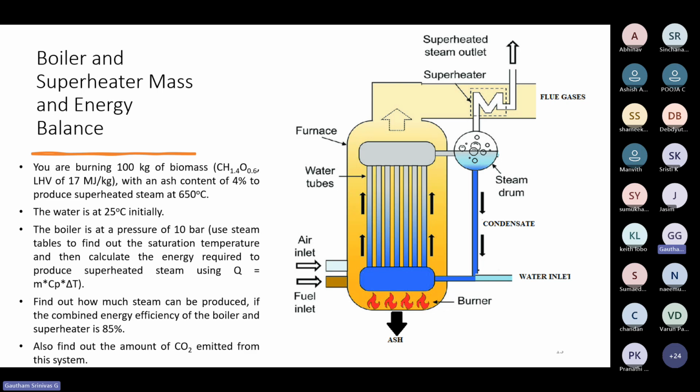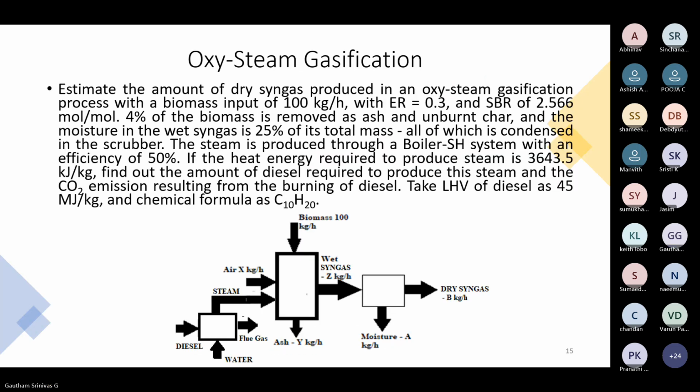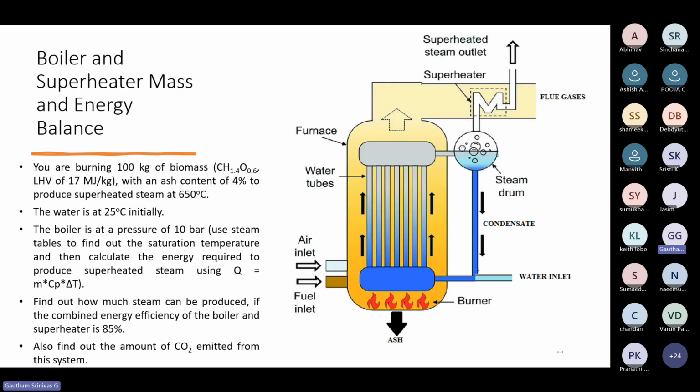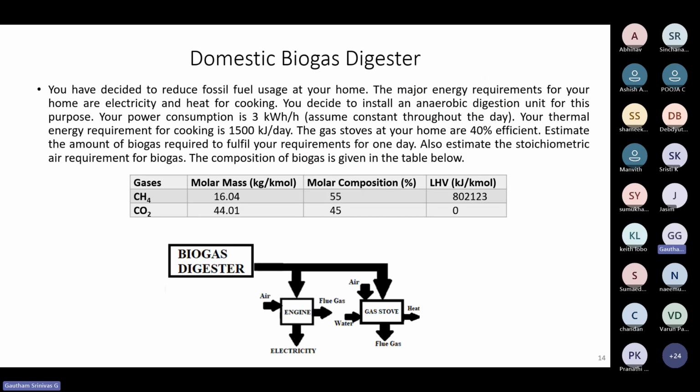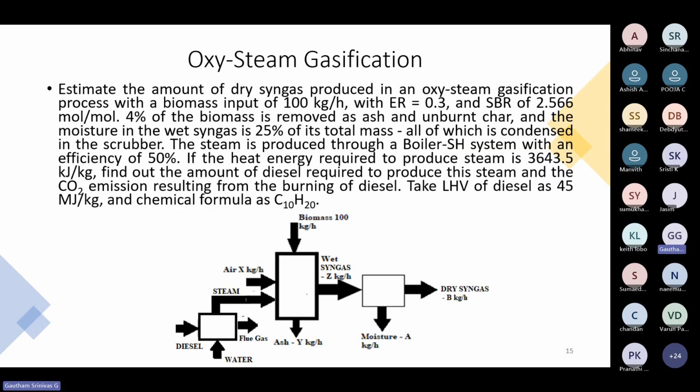This we'll do a little later. I'll tell you how to do these three: boiler and superheater mass and energy balance, then domestic biogas digester, and hot system gasification. You have to do it and give it to me on Saturday. It is mandatory for everyone attending the assessment. Just before the final assessment, I need your answers. I'll guide you on how to do this.